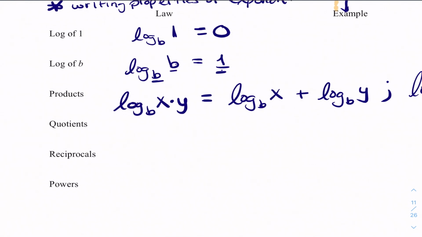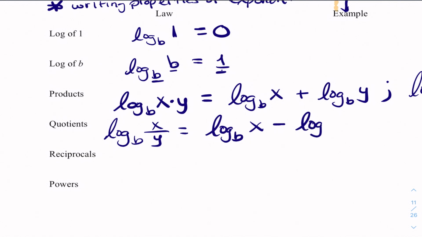If we are dividing like bases, from our properties of exponents, we subtract the exponents. So when we have division inside a log, we can separate that out into subtraction of those 2 logs. So log base b of x over y.